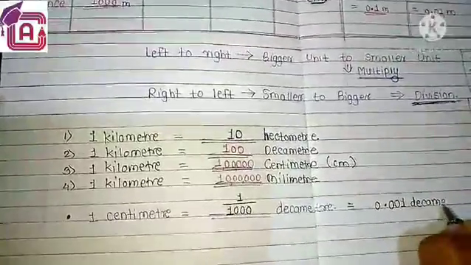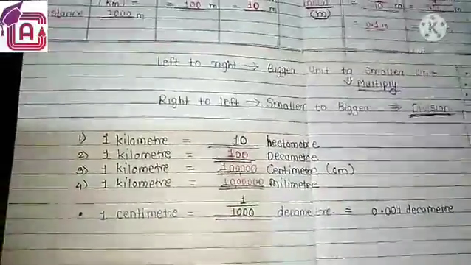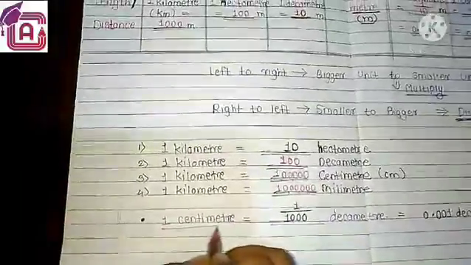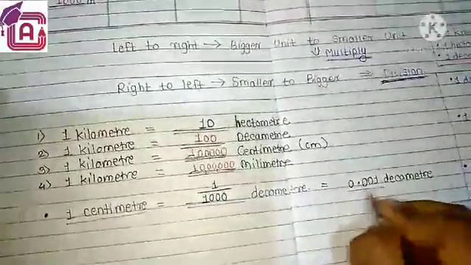So 1 centimeter is equal to 0.001 decameter.